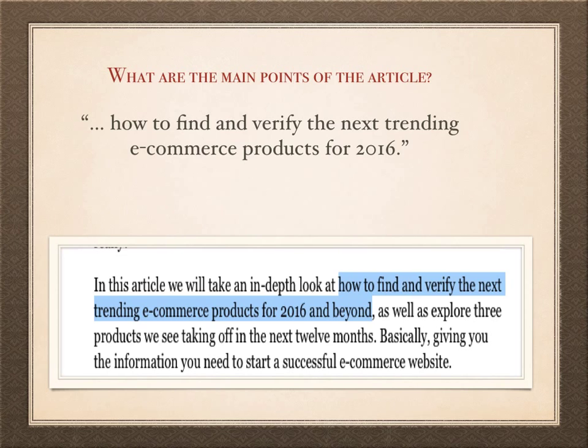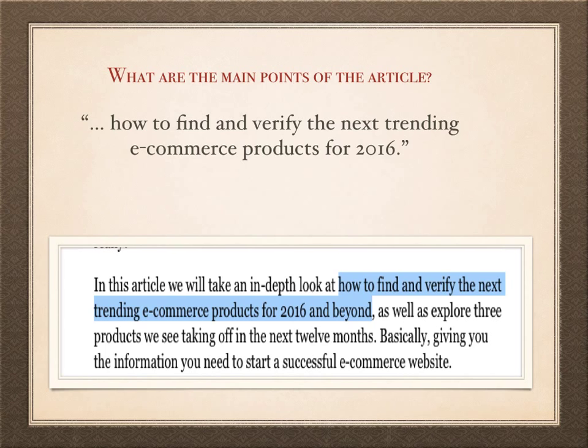Let's first look at the organization of the article. We will ignore any advertising on the site. You've learned that the thesis statement of an academic essay comes at the end of the introduction, but that isn't necessarily the case with articles. In my opinion, the main idea of this article is the sentence, "How to find and verify the next trending e-commerce products for 2016 and beyond." Can you find that sentence?